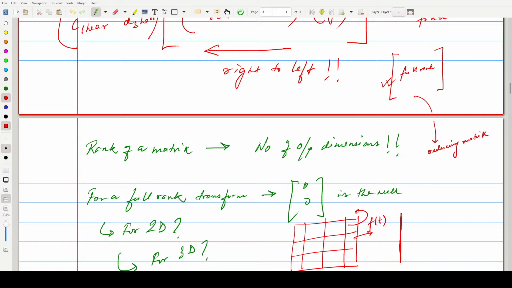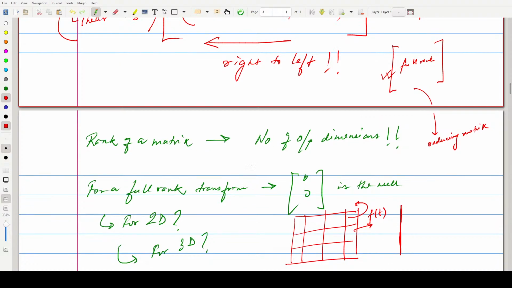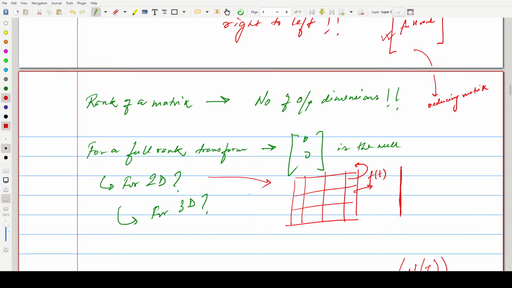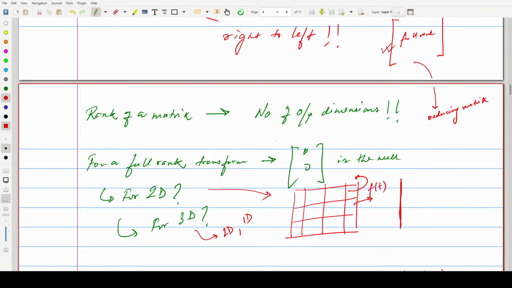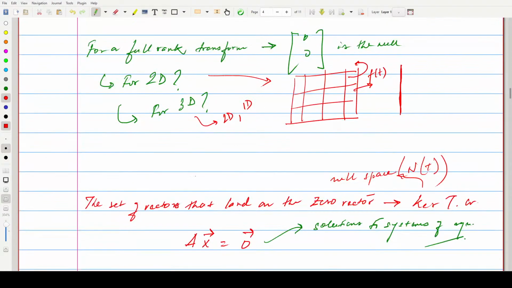And for higher dimensions, we'll be going over planes. So for 2D, this goes over to one line, and for 3D, it goes either to 2D or to a one-dimensional line. That's what we mean when we say that our matrix is not full rank, right? And this entire set, the set of vectors that land on the zero vector, which is essentially this line over here, is called the kernel of T.